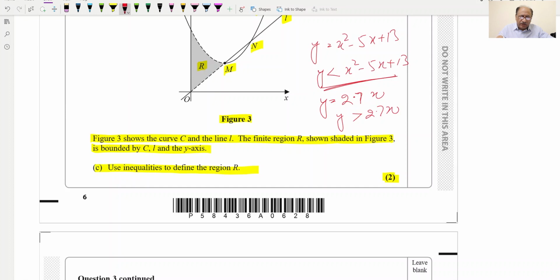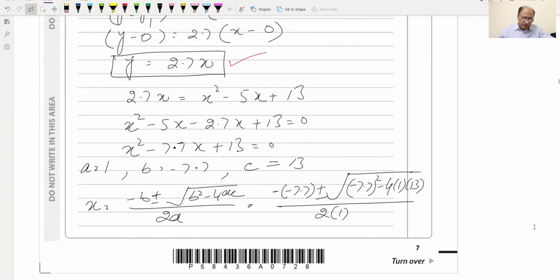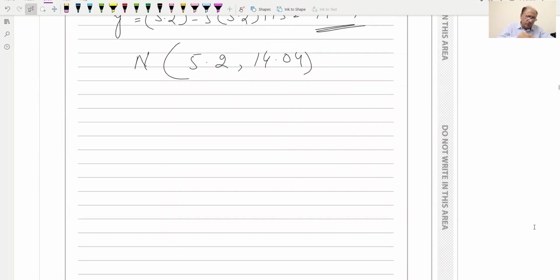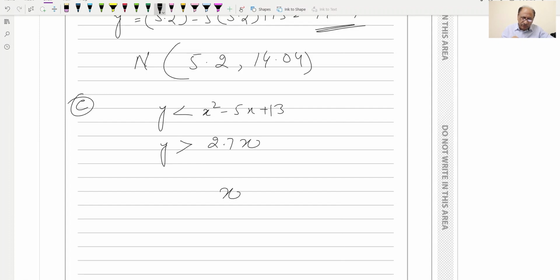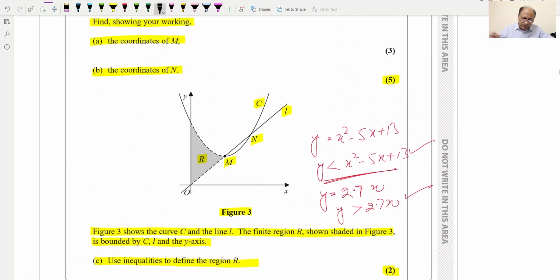Now what will the x value be? We will write these two inequalities as the answer, and we will write the x range also. So the answer for part C: y is less than x squared minus 5x plus 13, and y is greater than 2x minus 7. Now the x value will be in between 0 and 2.5. You can check this.